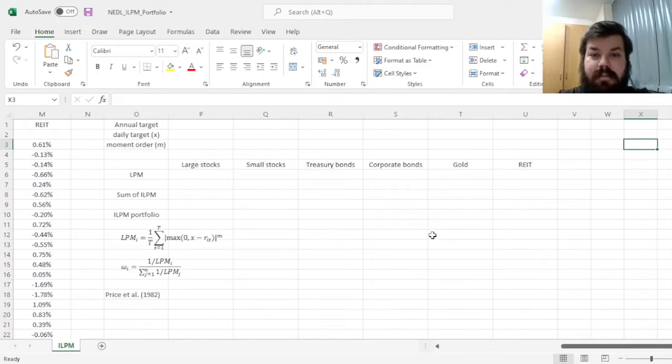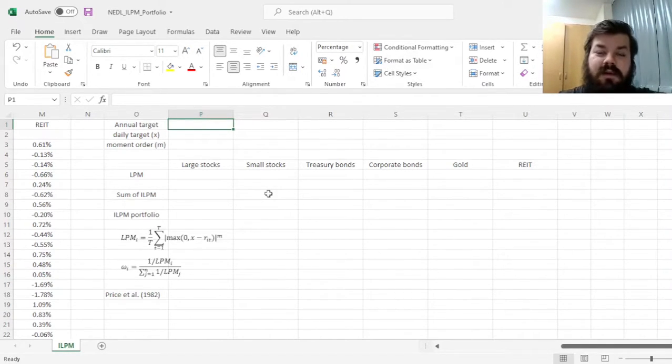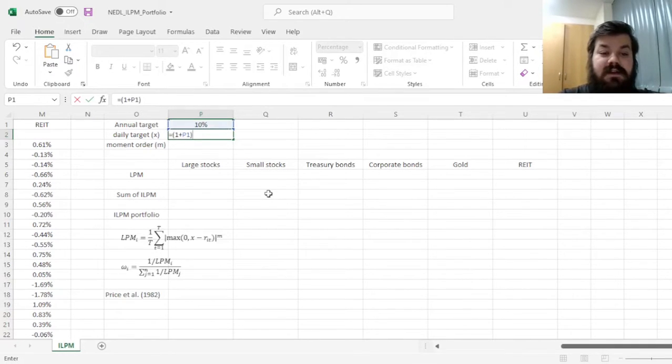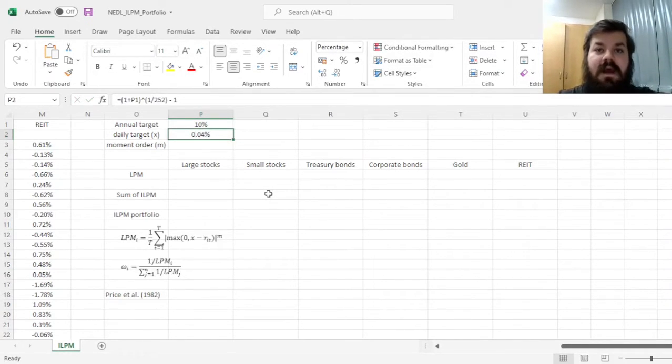Just as in postmodern portfolio theory with Sortino ratio applications, we have to consider an annual return target, something that we don't want to fall below, for example, a 10% per annum return. And as we've got daily data, let's convert this annual target into a daily target by using the geometric mean function, having a daily target of 4 basis points.